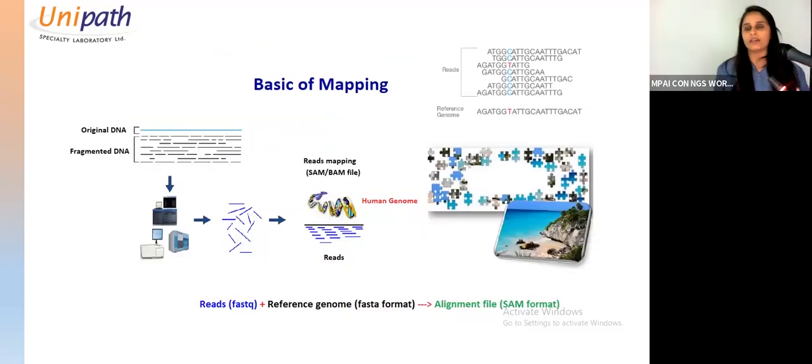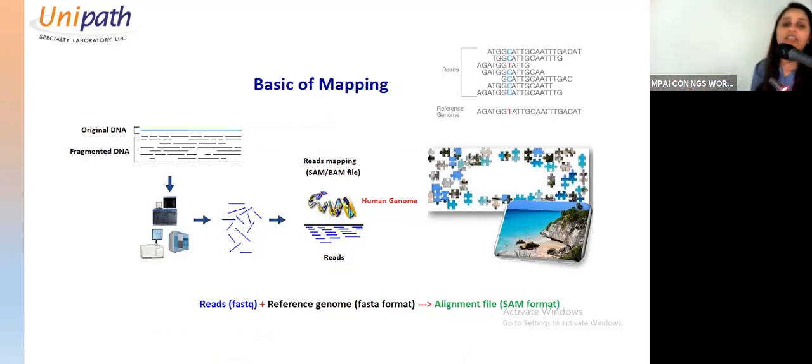Then we have a FASTQ file. Now we have a reference. Then I tell you that from the FASTQ and the reference, you get a BAM file. But how do you get it? This is just a graphical representation, as I cannot show you the Linux BAM format because you will not be able to understand that.